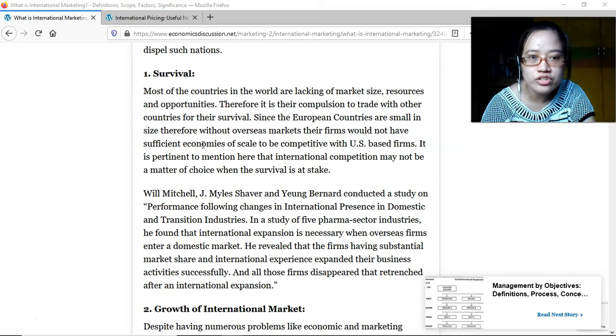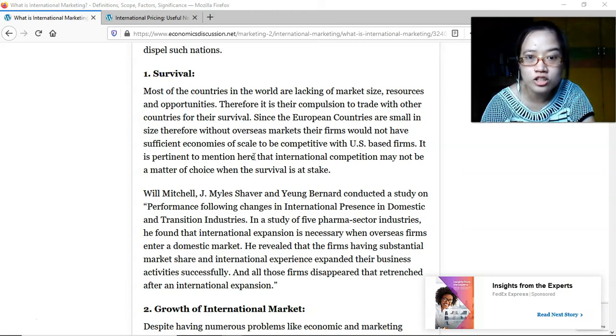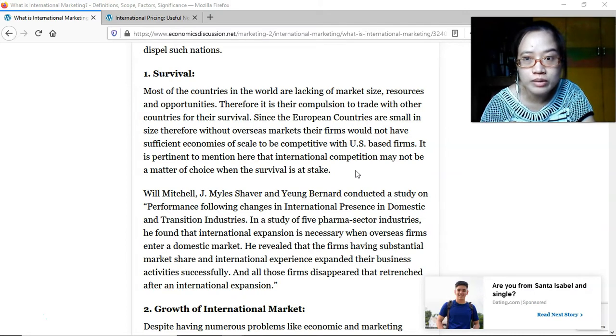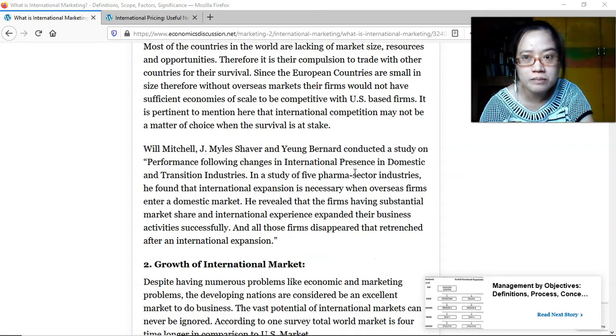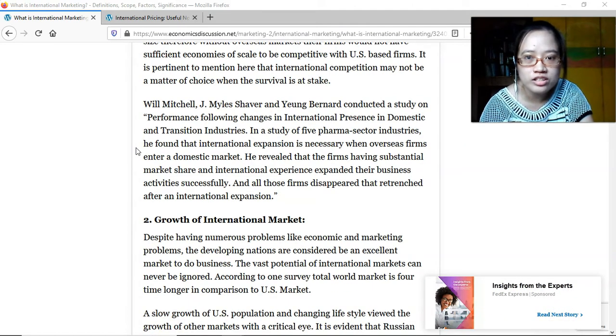Since the European countries are small in size, without overseas markets, their firms would not have sufficient economies of scale to be competitive with US-based firms. It is pertinent to mention here that international competition may not be a matter of choice when survival is at stake. Maybe sometimes they would not consider the competition. Cost leadership is a good strategy if you want to penetrate a particular economy.